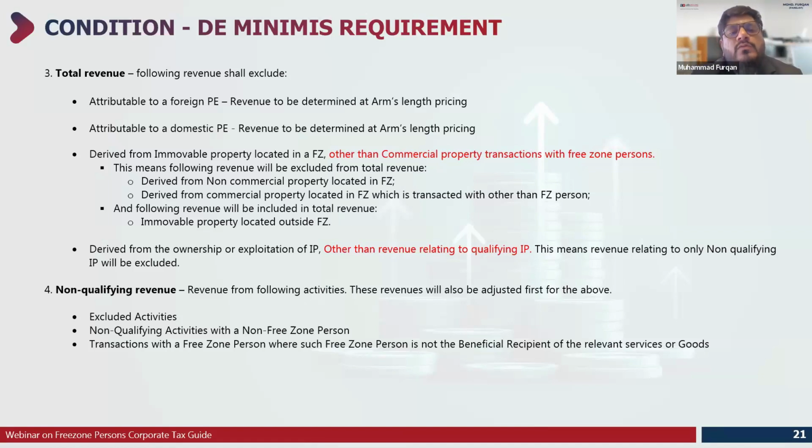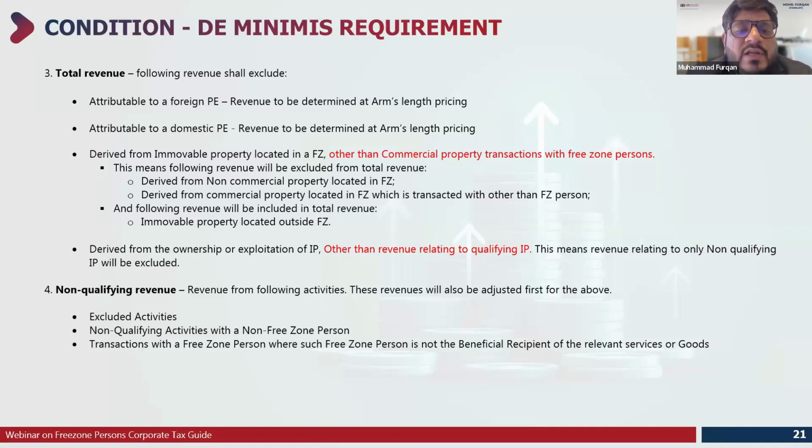For the total revenue, there are some revenues which are excluded from the calculation of total revenue for the purpose of the de minimis requirement. The revenue attributable to a foreign PE will be excluded from the total revenue. The revenue attributable to a domestic PE will similarly be excluded. The revenue derived from immovable property which is located in a free zone, but the property which is a commercial property and income is through a transaction with a free zone person will not be excluded from the total revenue.